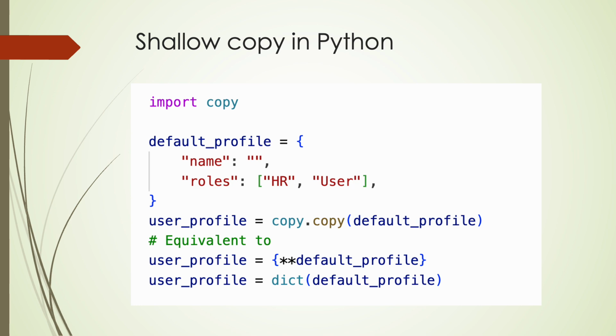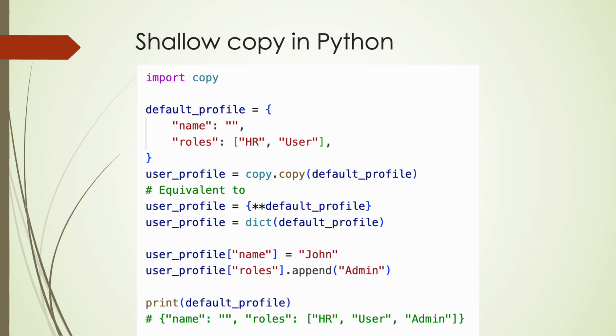We can use the copy function from the built-in copy package to shallow copy objects. We can also use dictionary unpacking with 2 stars and the dict function to shallow copy objects. Now let's change some fields of the copied object. We will change the name and add a new role.